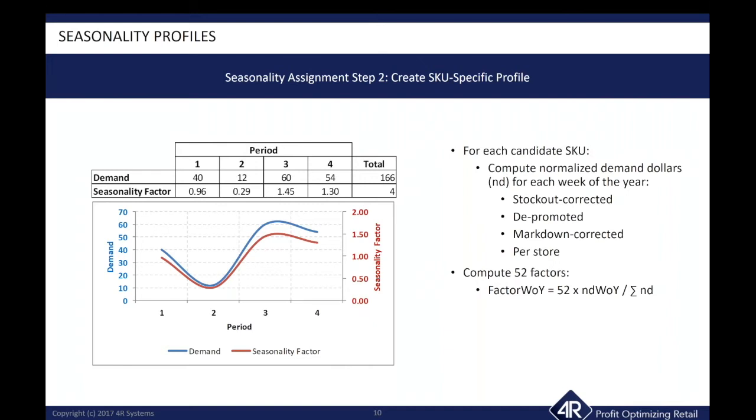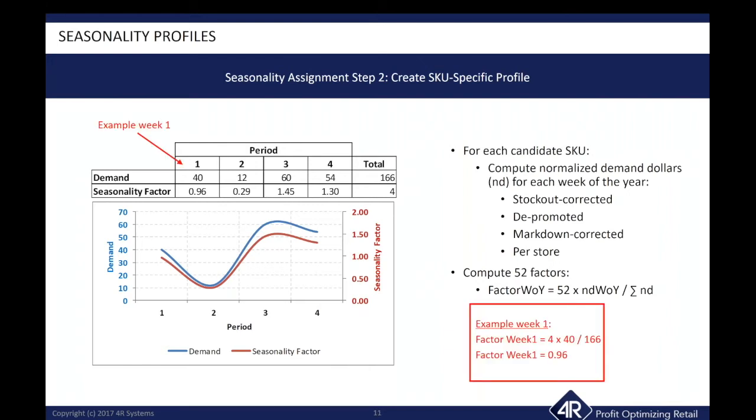So each of the 52 seasonality factors, again, correspond to 1 week of the year, and the factor for each week of the year is equal to 52, which is the number of weeks in the yearly time period, multiplied by the normalized demand for that week of the year, and then divided by the summation of the total normalized demand for that time period.